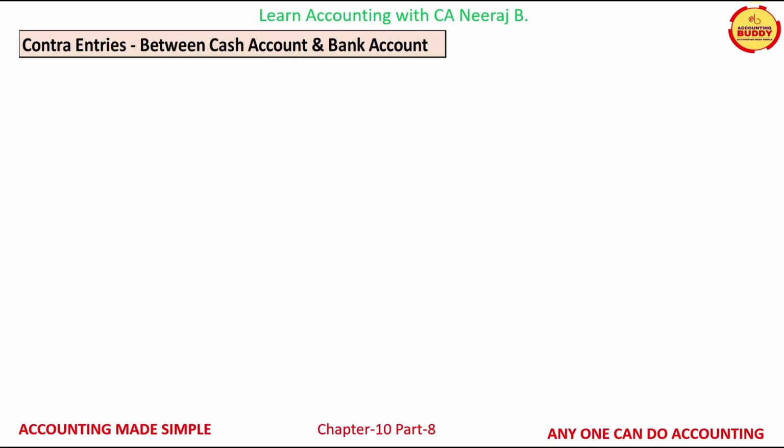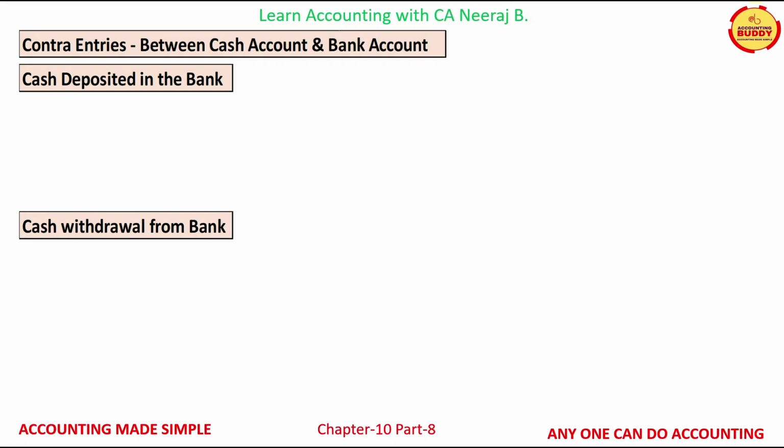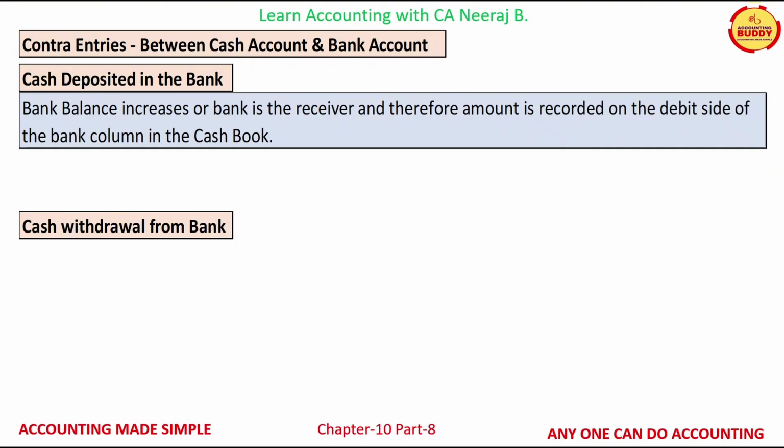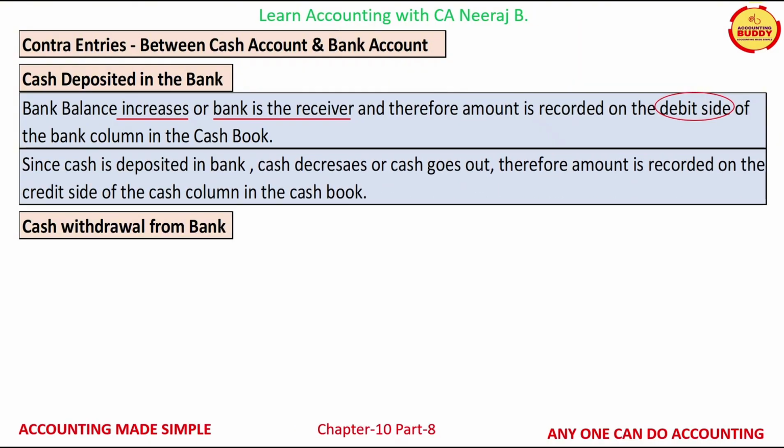In this slide, we will learn about contra entries between cash account and bank account. Contra entries will occur in two circumstances, one when cash is deposited in the bank and the second when the cash is withdrawn from the bank. When cash is deposited in the bank, bank balance increases or bank is the receiver and therefore the amount is recorded on the debit side of the bank column in the cash book. Since cash is deposited in the bank, cash decreases or cash goes out, therefore amount is recorded on the credit side of the cash column of the cash book.